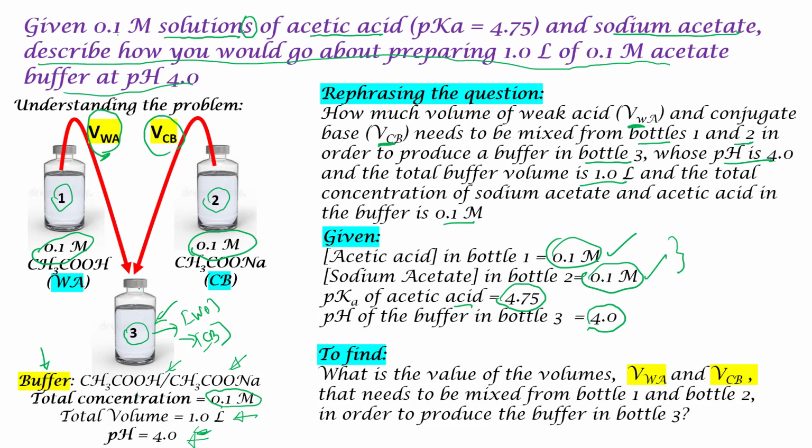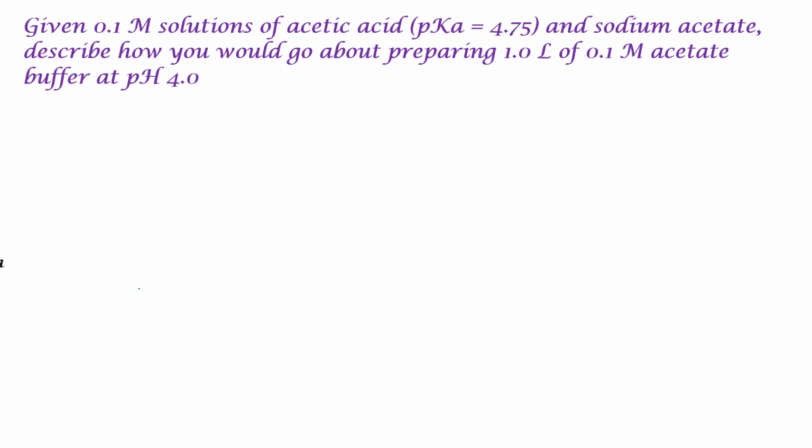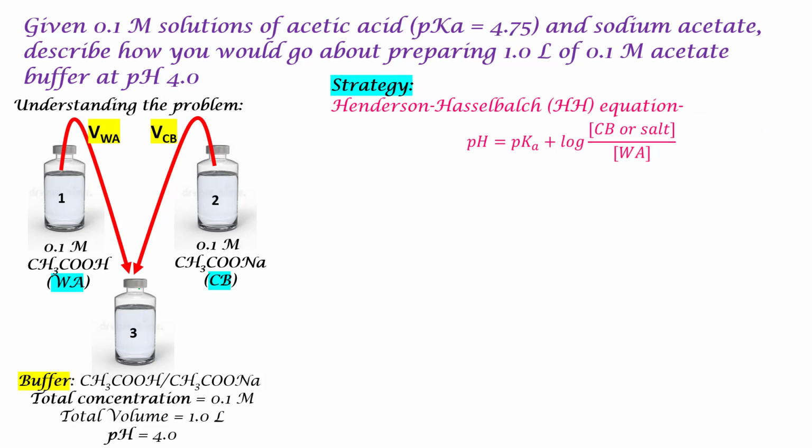Okay. So what is the strategy to work through this problem? Because it's a buffer problem, we're going to follow the standard protocol. That is, we're going to use the Henderson-Hasselbalch equation and then dig deeper into it and figure out what the volumes are for VA and VB. It's going to involve a whole series of steps, a lot of simple algebra. So just bear with me, but in the end, it will become clear to you.